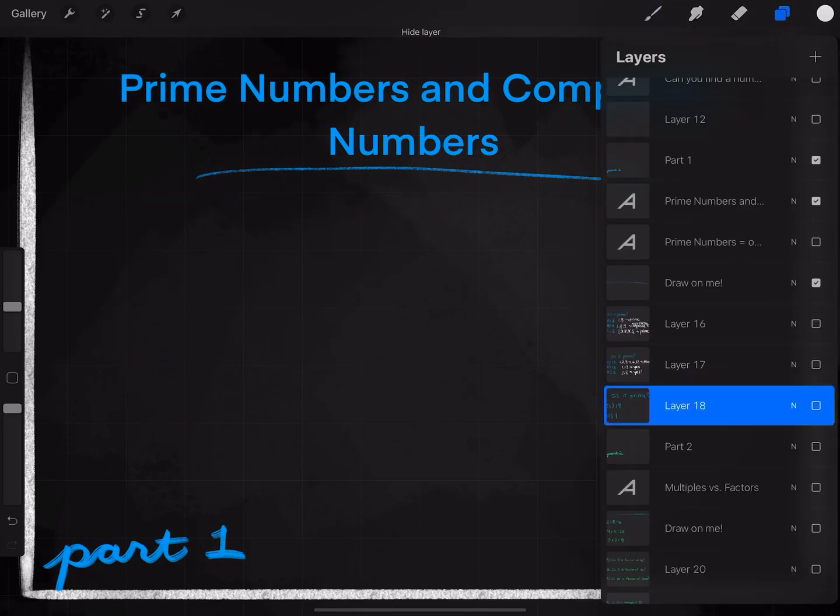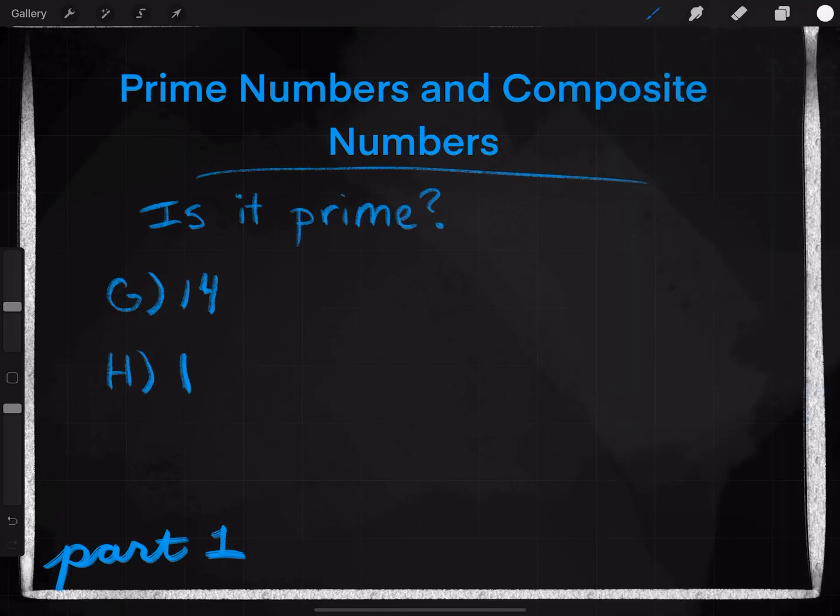We'll do one more set of examples here. Is it prime? 14 and 1. Go ahead and try both these. And hopefully you tried it. So you'd have 1, 2, 7, and 14. So it's not prime. And 1, we just have 1.